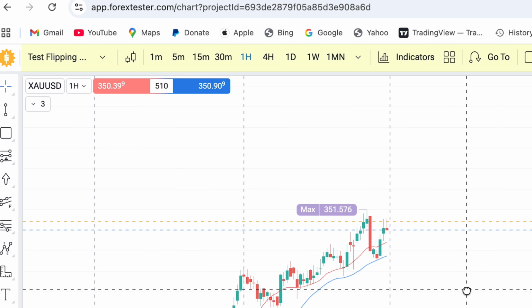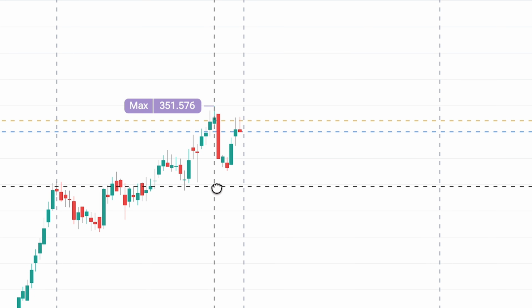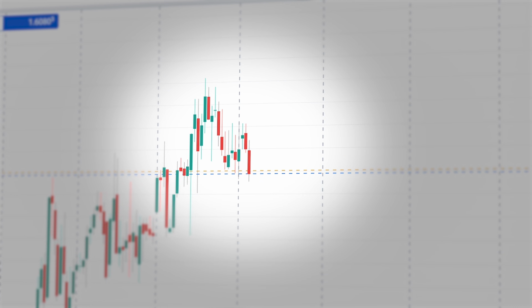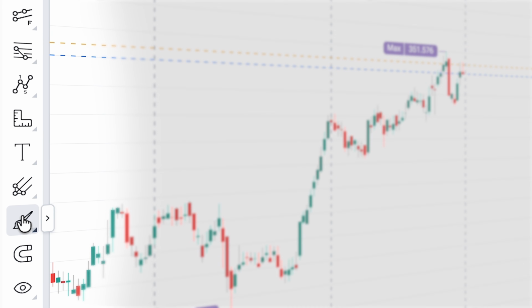Now to make it easy, the FTO workspace is divided into 4 parts. This first part is the charts, so this is where you get to do all of your testing and find out what works and what doesn't. While on the right-hand side, this is where you actually get all your tools.